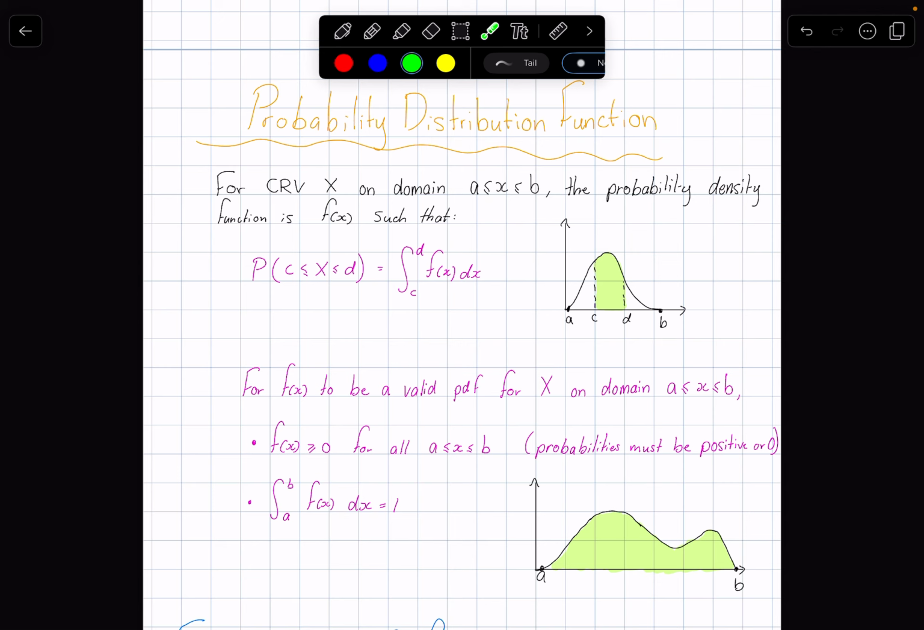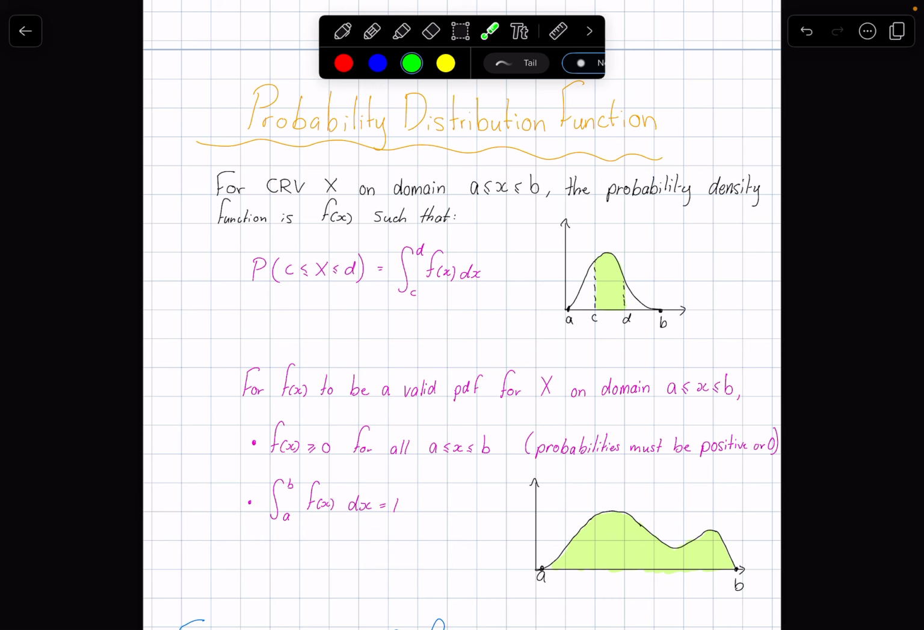So for a continuous random variable x on domain a to b inclusive, the probability density function is f of x such that the probability of x being between c and d, which is inside a and b, is the integral from c to d of f of x dx. So if I integrate my function between two values, that tells me the probability of it being in between that range.